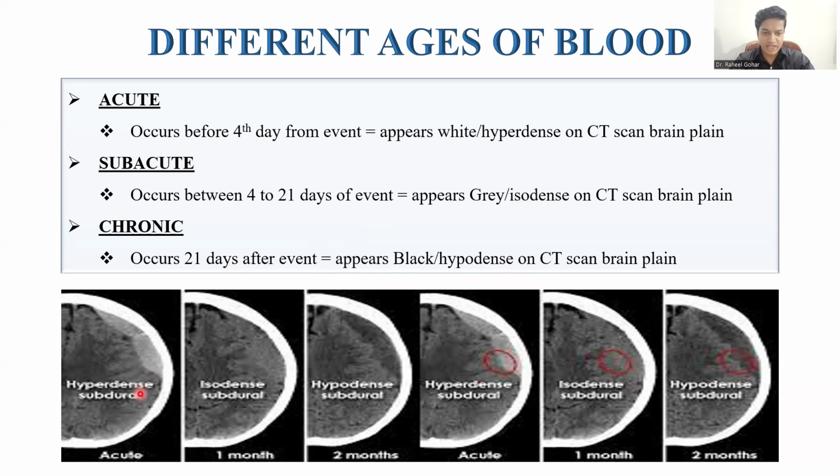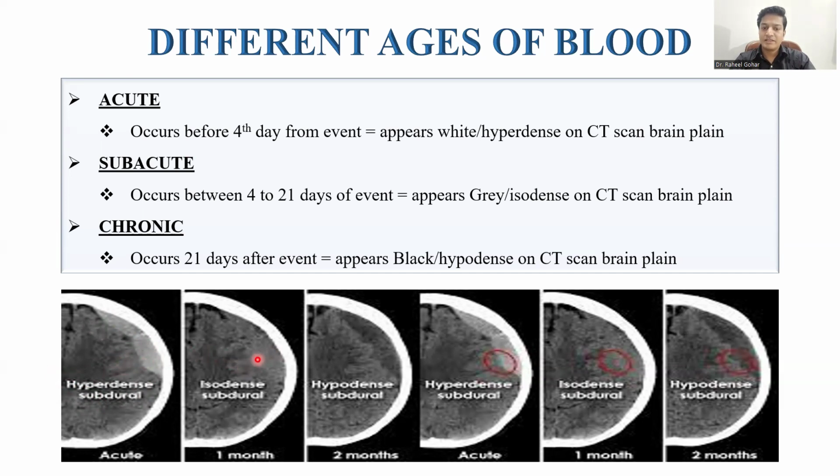plain. As you can see here, we have a subdural hematoma, which I will discuss later. How can we identify the subdural hematomas? It is appearing hyperdense as compared to the brain parenchyma, as you can see. So this is acute blood.